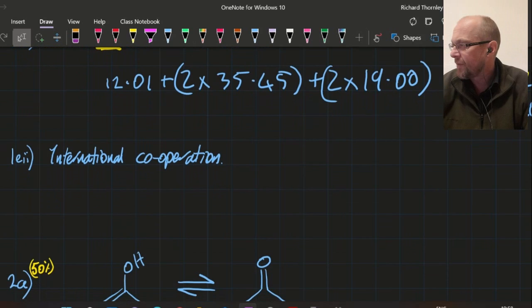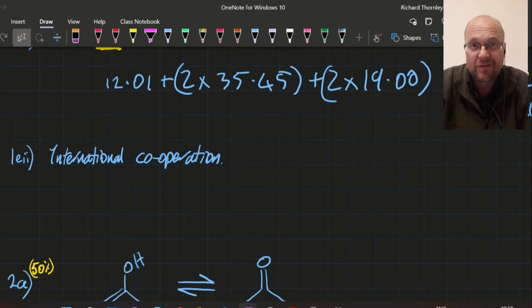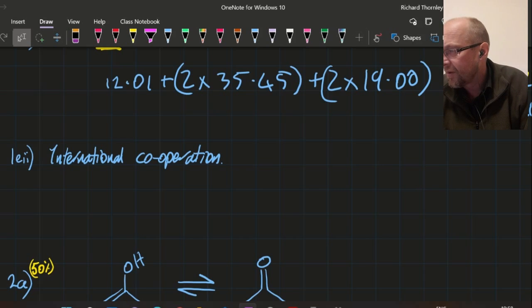International cooperation, same question every time each year. International cooperation, so a diversity of viewpoints. You have more people to repeat your experiments to see if they're right. You have more people to try different experiments to see if you're wrong. There's a whole bunch, but I like the diversity of viewpoints. That's the quickest one to write out here.